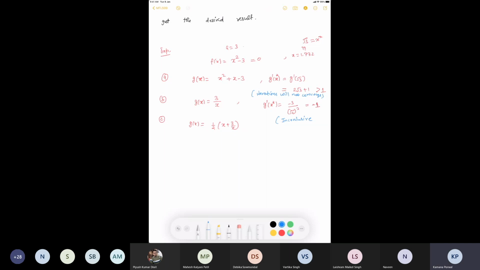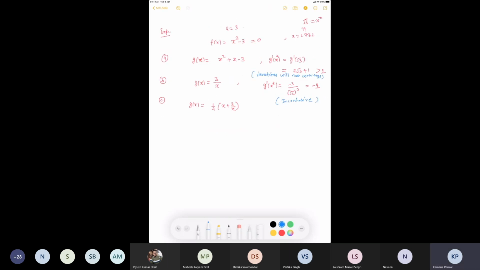So you will have just mod of xn plus 1 minus x star strictly less than mod of x star minus xn, because mod of g prime of the x star is equal to 1. Okay, so even if it converges, it will converge very slowly. So that is going to be of no use.